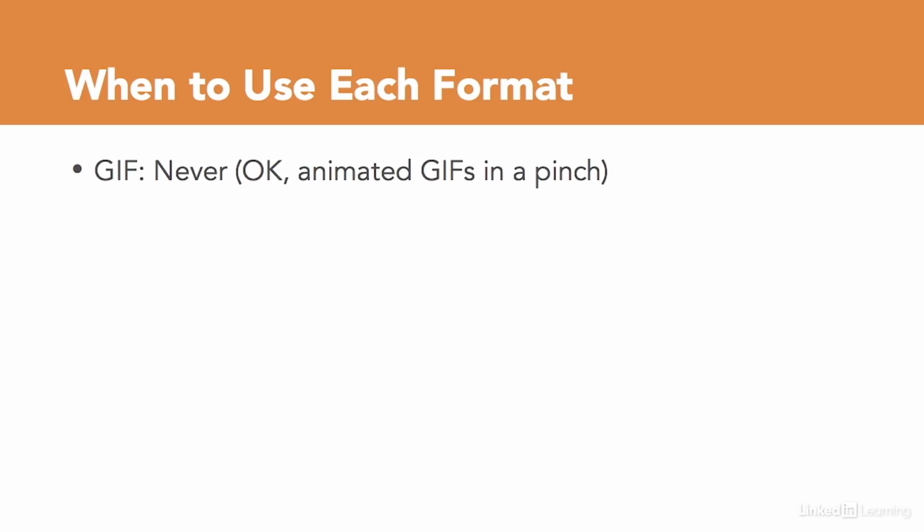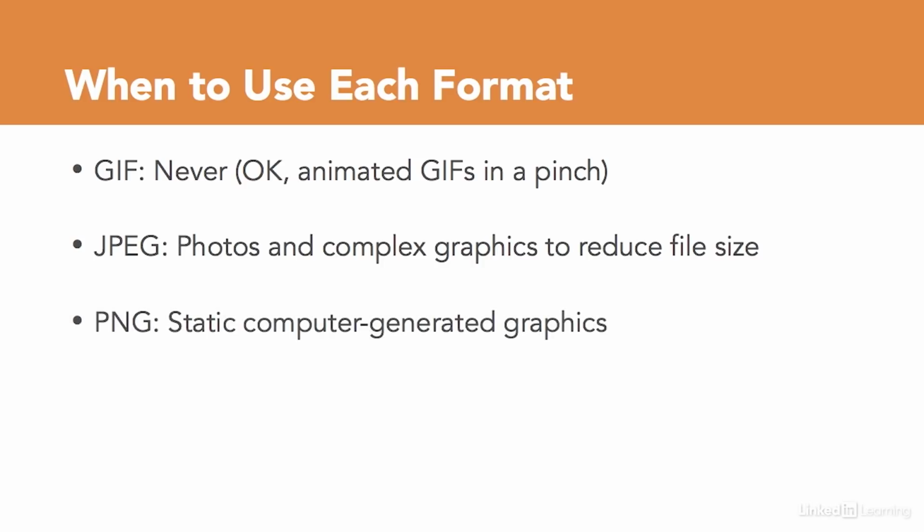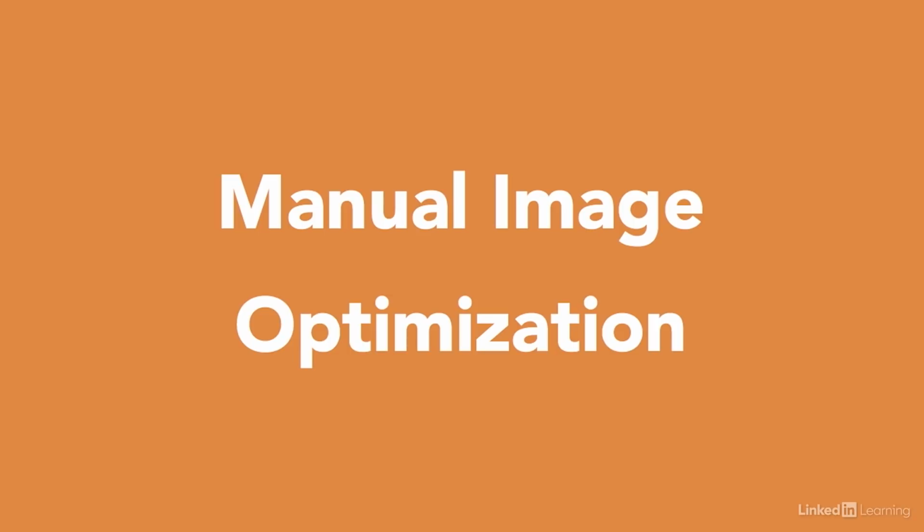So here's the breakdown for what image format to use when. GIFs? Never, or if you must, in animated GIFs. JPEG, anytime you have a photo or complex graphic. PNG, static computer-generated graphics that can't be made into SVGs. And finally, SVG, anytime you have a computer-generated graphic. Optimizing images for the web can be done manually, or you can automate the process using command line and other tools. However, for best optimization results, it's a good idea to combine manual and automated processes.